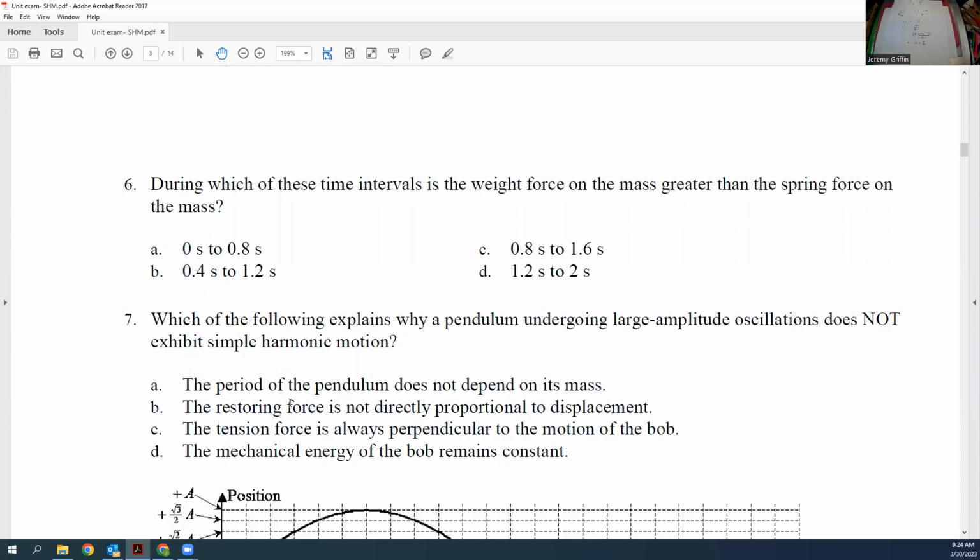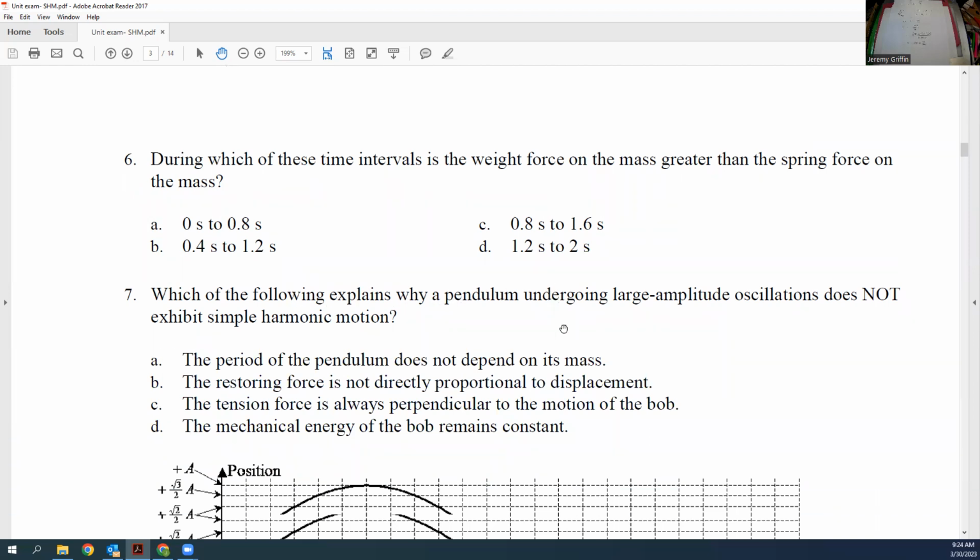Number 7. Which of the following explains why a pendulum undergoing large amplitude oscillations does not exhibit simple harmonic motion? So this is one of those details that's shown up a few times in FRQs. You guys have seen this in a few FRQs with pendulums, where they say to only pull it back to like 15 or 20 degrees. Sometimes they'll award a point. They say experimental design, something to do with the pendulum. They're looking for, and they would give you a point if you say you don't pull it back more than like 20 degrees from the vertical, right?